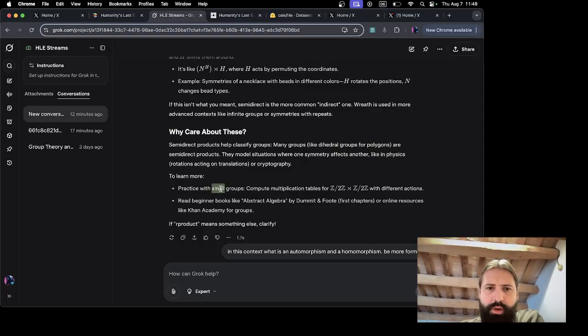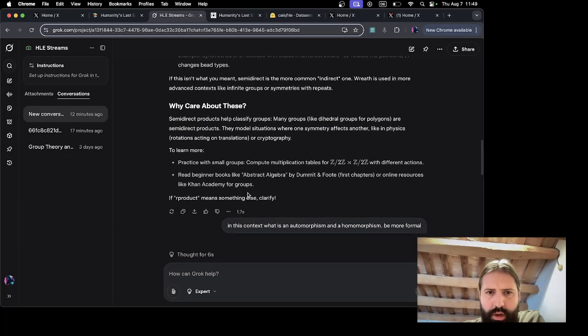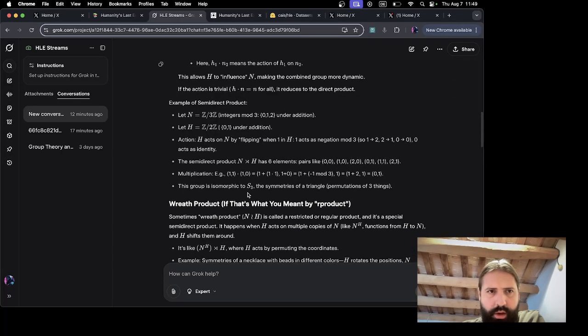Compute multiplication tables for these with different actions. Okay, so I guess they're, okay, with different actions. Abstract algebra. No, that's good. I mean, that's actually good.